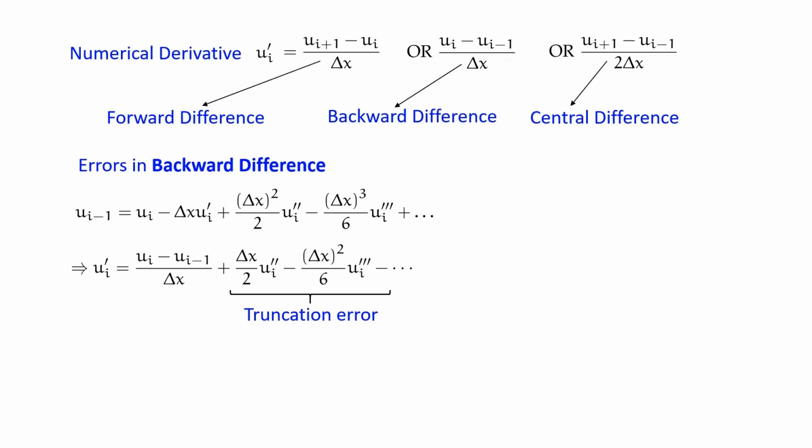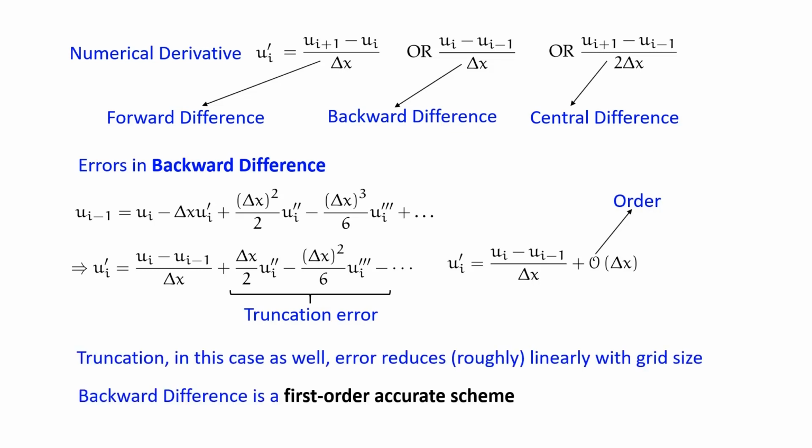We find that the first term, that is delta x by 2 u_i double prime, and we hope that this will be the dominating term in truncation error. So in a sense, that truncation error has the order of delta x, and thus backward difference is also, just like the forward difference, a first order accurate scheme.